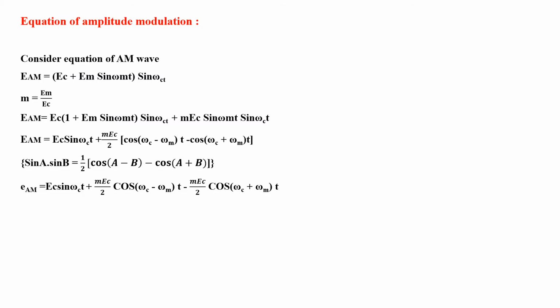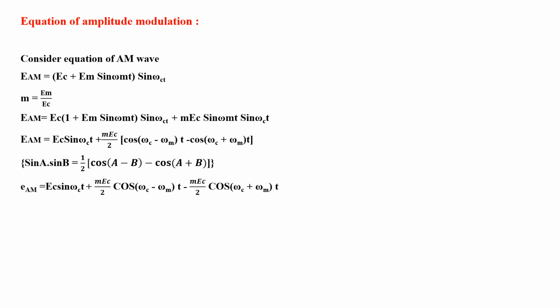Let's study the equation of amplitude modulation. Consider the equation of the AM wave as EAM equals (EC plus EM sin omega mt) multiplied by sin omega ct. Now the modulation index M is denoted by the modulating signal divided by the carrier signal, that is EM by EC.